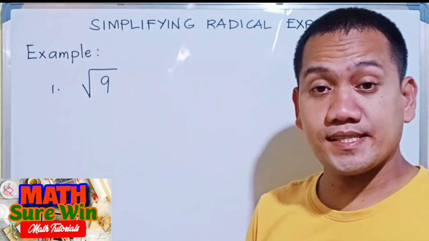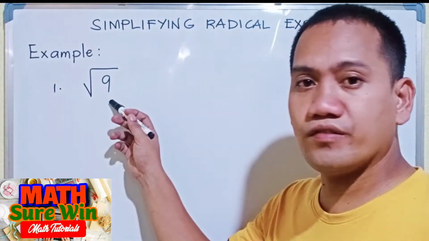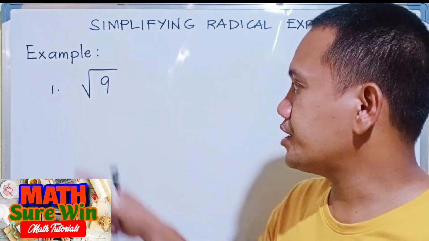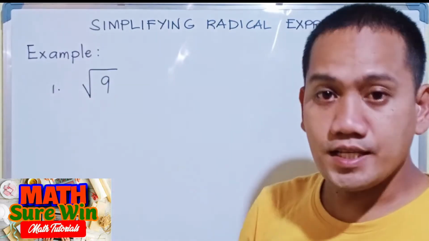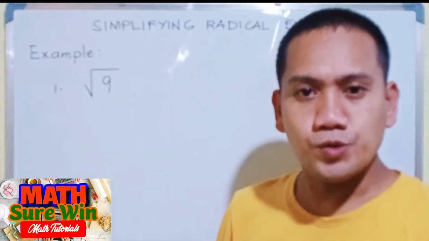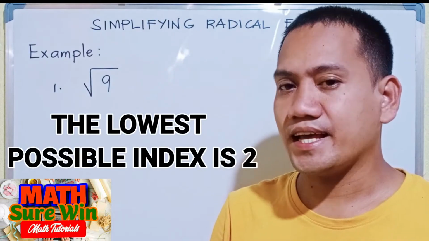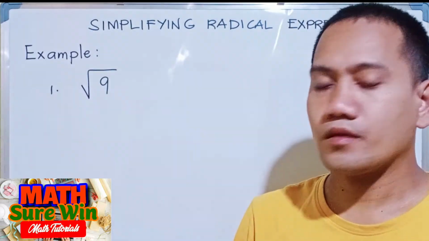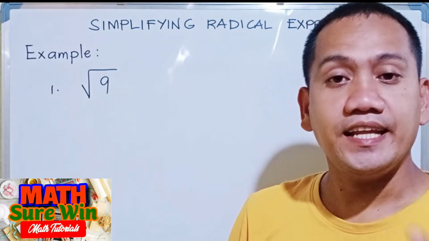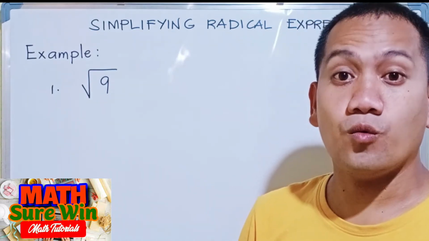Let's have our first example. We have the square root of 9. Here, in this radical expression, our index is 2. It is understood even though it is not written here that our index is 2, because the lowest possible index would be 2. On the other hand, 9 represents our radicand and it has an exponent of 1.